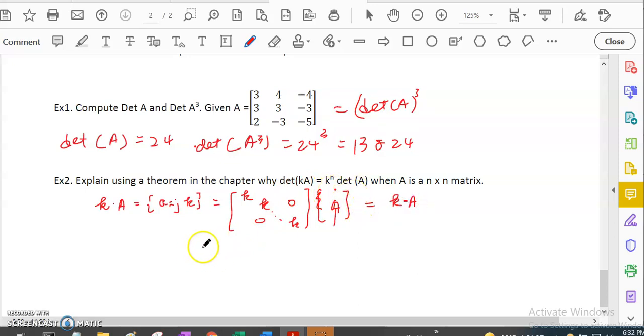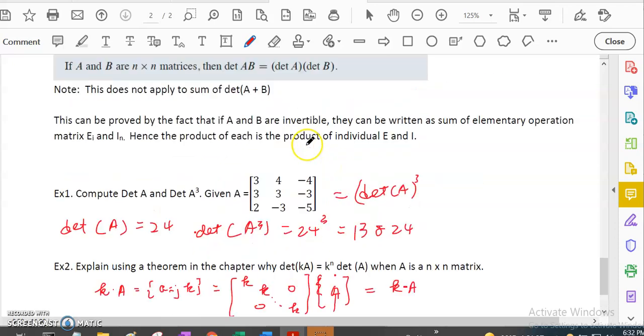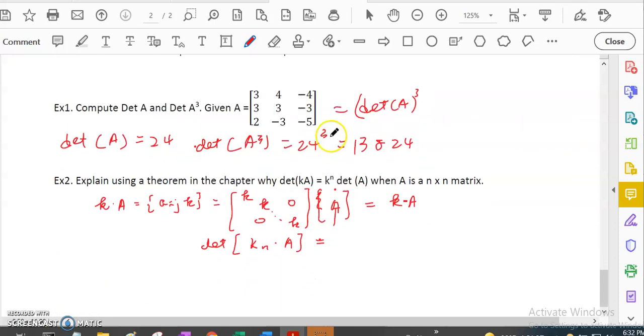So this is equivalent to k times A. If I want to find the determinant, that would be the determinant of this k I_n matrix times A, right? And by theorem, is it 5 or 6? By theorem 6, I have a matrix multiplication, so that would be the determinant of the kI_n matrix times the determinant of A. And the determinant of kI is just a diagonal matrix. It's k to the n, right? The determinant of anything that is upper triangular or lower triangular is just the product of the diagonal. So it's k to the n times the determinant of A.